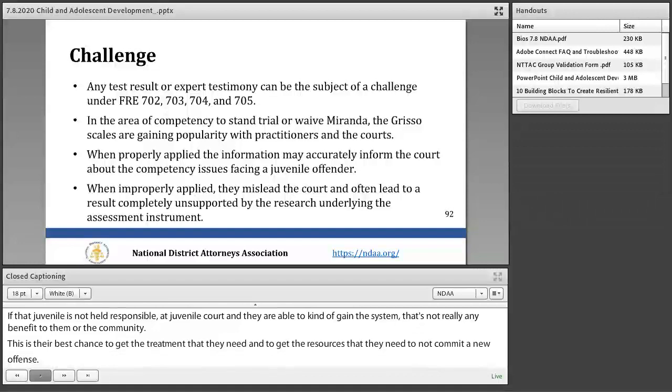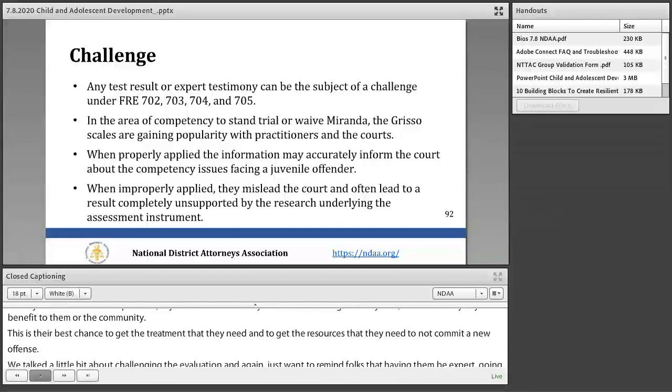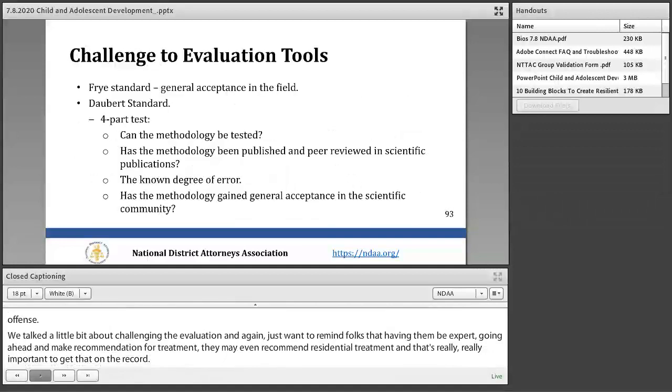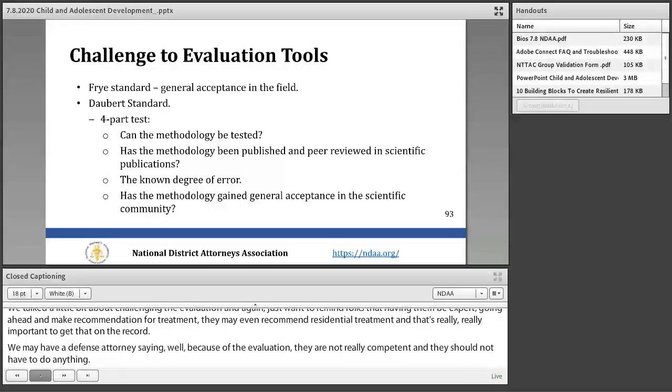We talked a little bit about challenging the evaluation, and again, I want to remind folks that having your expert make recommendations for treatment is important. They may even recommend residential treatment, and it's really important to get that on the record. We may have a defense attorney saying that, because of the evaluation, they're not really competent and they shouldn't have to do anything. No, the expert may say they actually need to do these specific things.